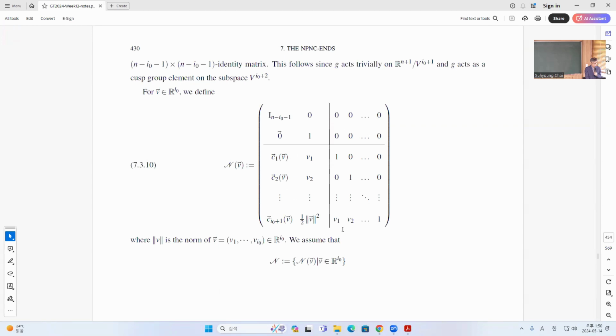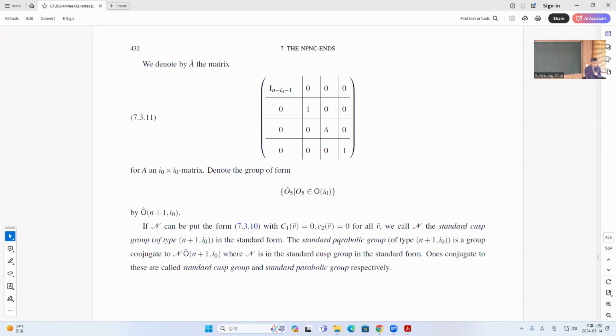So only this part, except this. And A hat will be the setting of the identity, only setting this to be A, and then O hat will be these elements in the orthogonal group here of I0. So if you put this C1 and C2 to be all zero, then you call this the standard Cartan group of type n plus 1 I0.